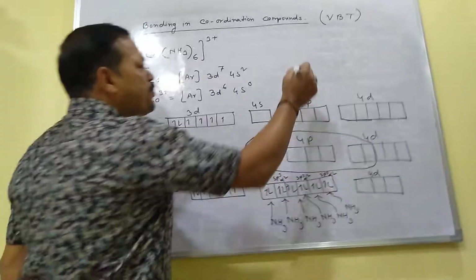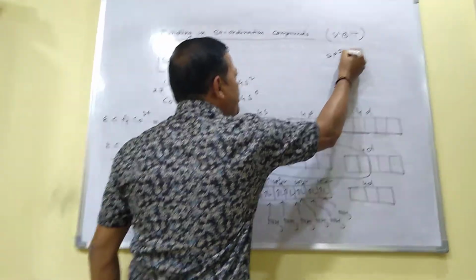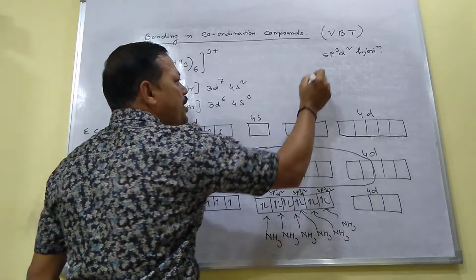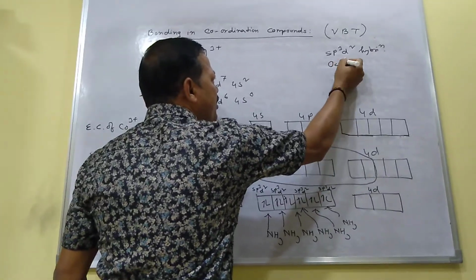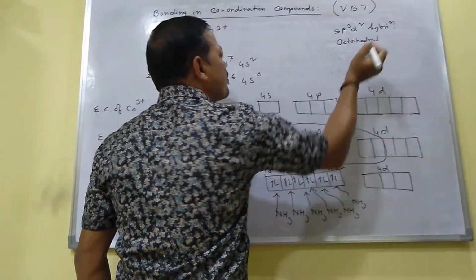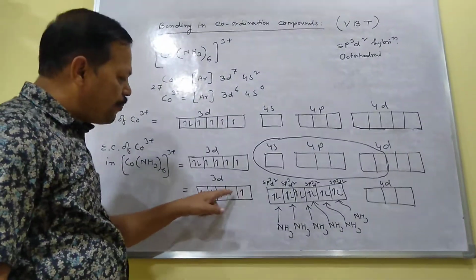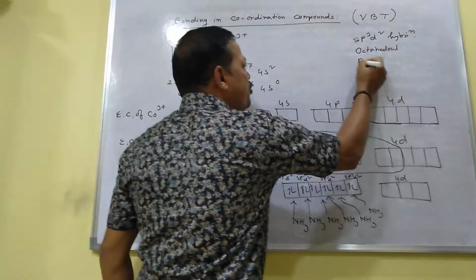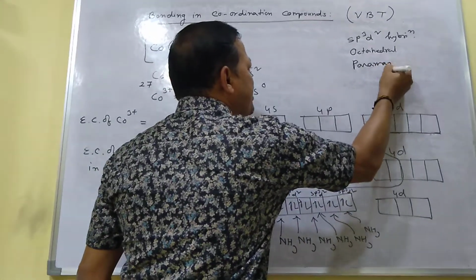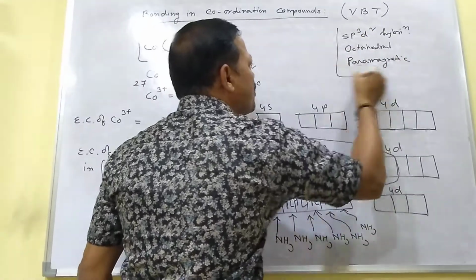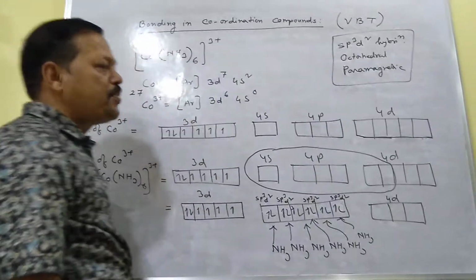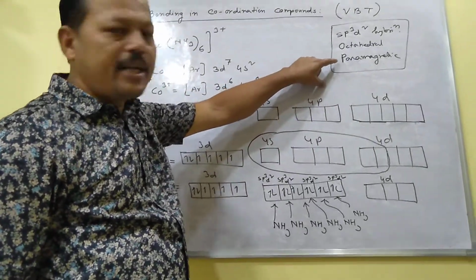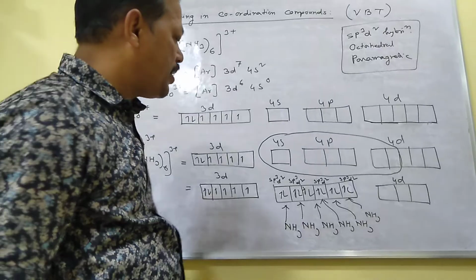So now what type of hybridization does it show? The hybridization will be sp3d2 hybridization, and due to sp3d2 hybridization its structure will be octahedral, and since it contains a number of unpaired electrons, that's why the complex is said to be paramagnetic in nature. So it undergoes sp3d2 hybridization. The shape of the complex will be octahedral, and the magnetic property of the complex is paramagnetic.